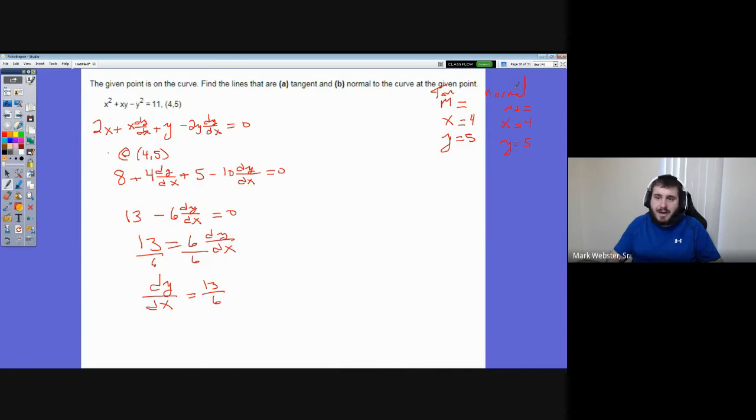So there's our tangent line. There's our slope of our tangent line. Our normal line, opposite reciprocal. So all you're going to do is flip the fraction and change the sign. It was 13 over 6. Now it's 6 over 13. It was positive. Now it's negative. Ta-da. Now you know how to do this. y minus y1 equals m times x minus x1.